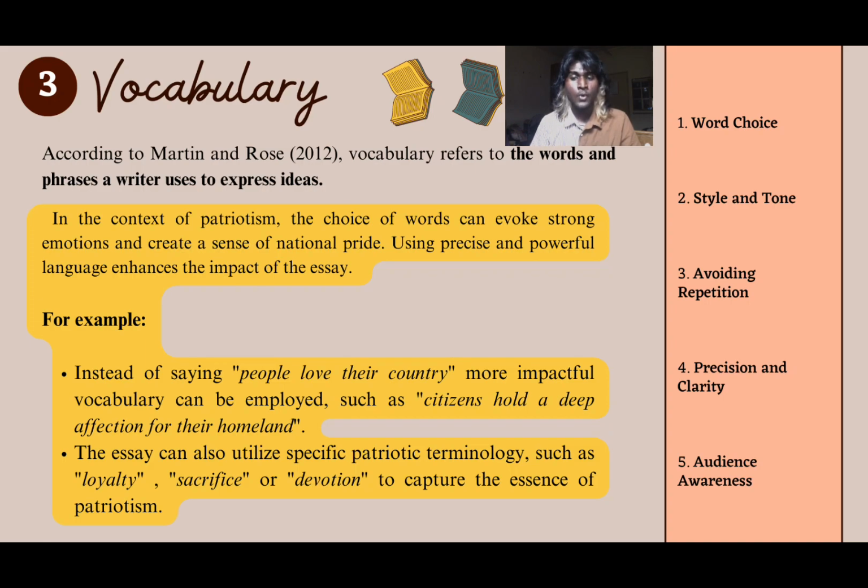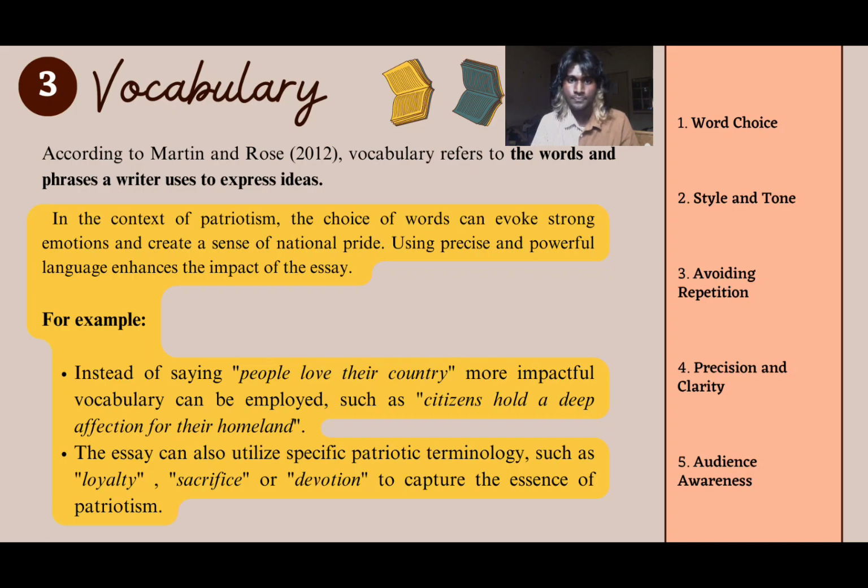The third one is avoiding repetition, which is to avoid using the same word over and over again. The fourth one is precision and clarity, which is using the correct, accurate word to express or convey your ideas. And the fifth one is audience awareness, which is to know your target audience. Are they young adults? Are they older adults? Or are they kids?